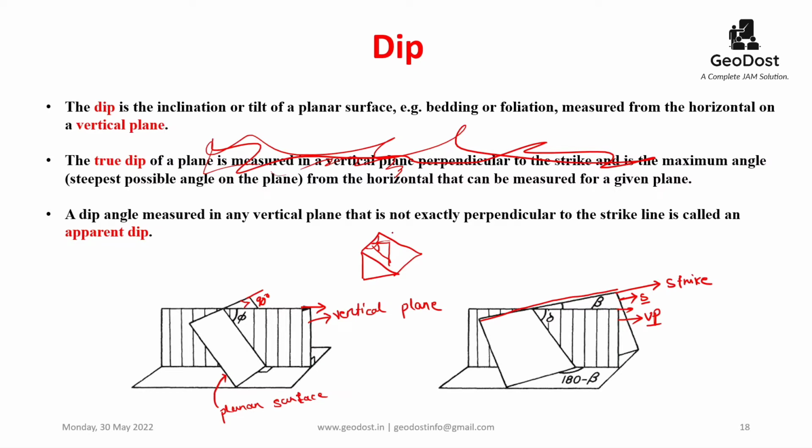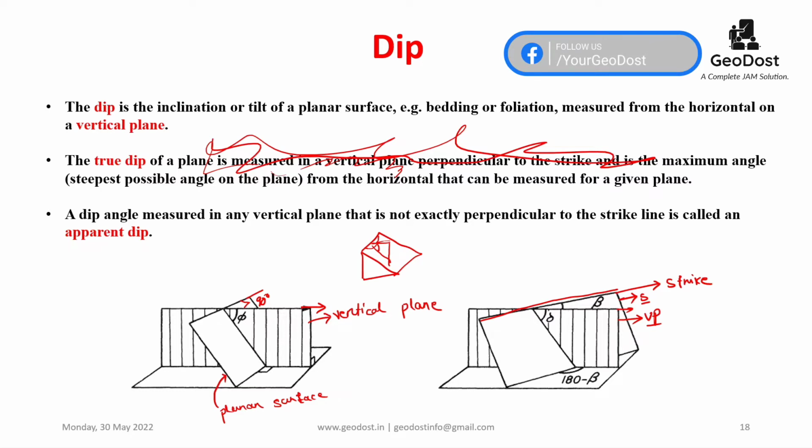Remember that this is the sentence always asked in the MCQ questions: the apparent dip is greater than the true dip. That is a tricky question, so just try to understand, okay. So I think I have covered the true dip and apparent dip part. If anybody has any doubt, you just have to ping in the group.